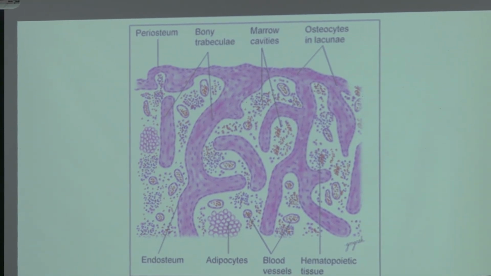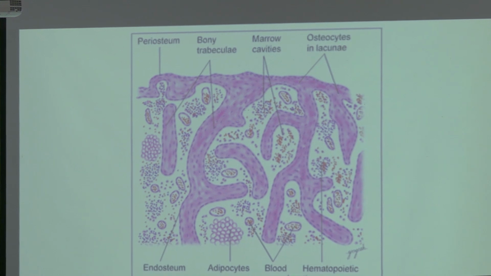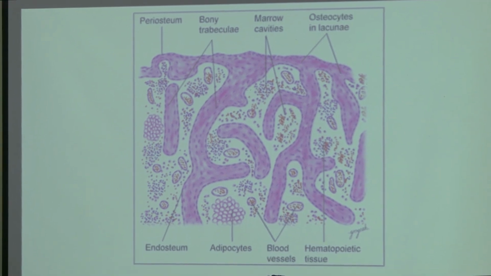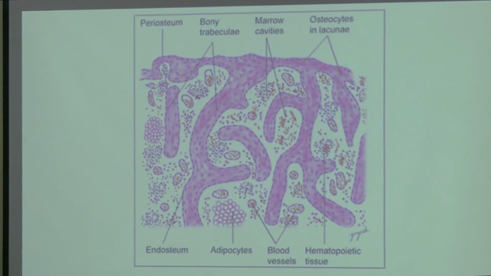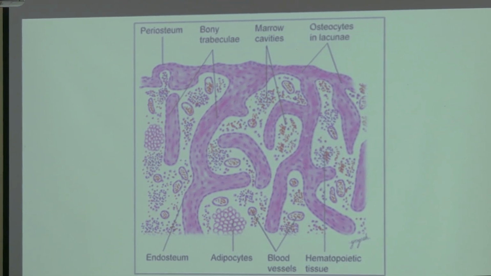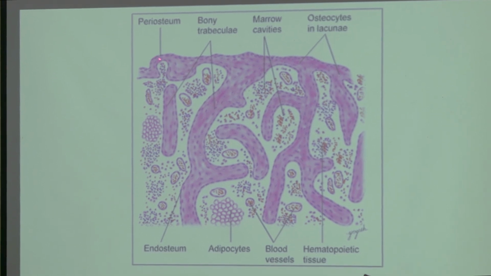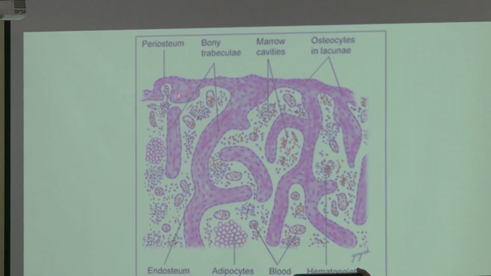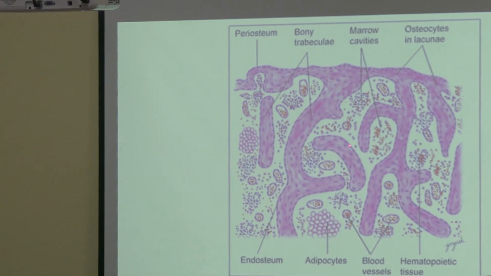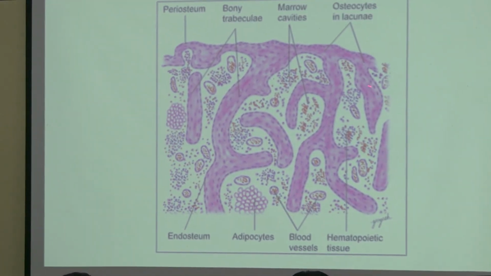Now this is the diagram of which type of bone? Spongy bone. This is the histological diagram of spongy bone. What you can see over here, first of all, is the periosteum. Now can you see the trabeculae? These are nothing but the trabecular arrangement.